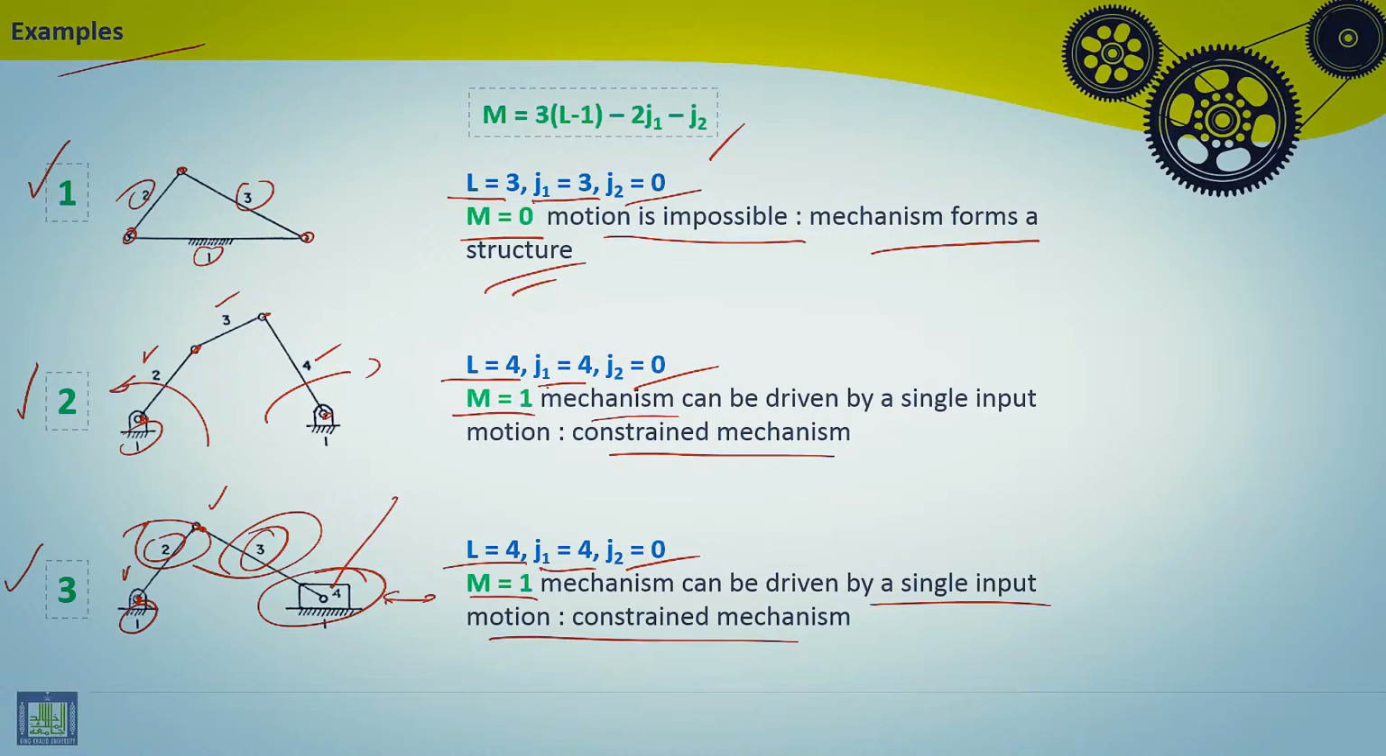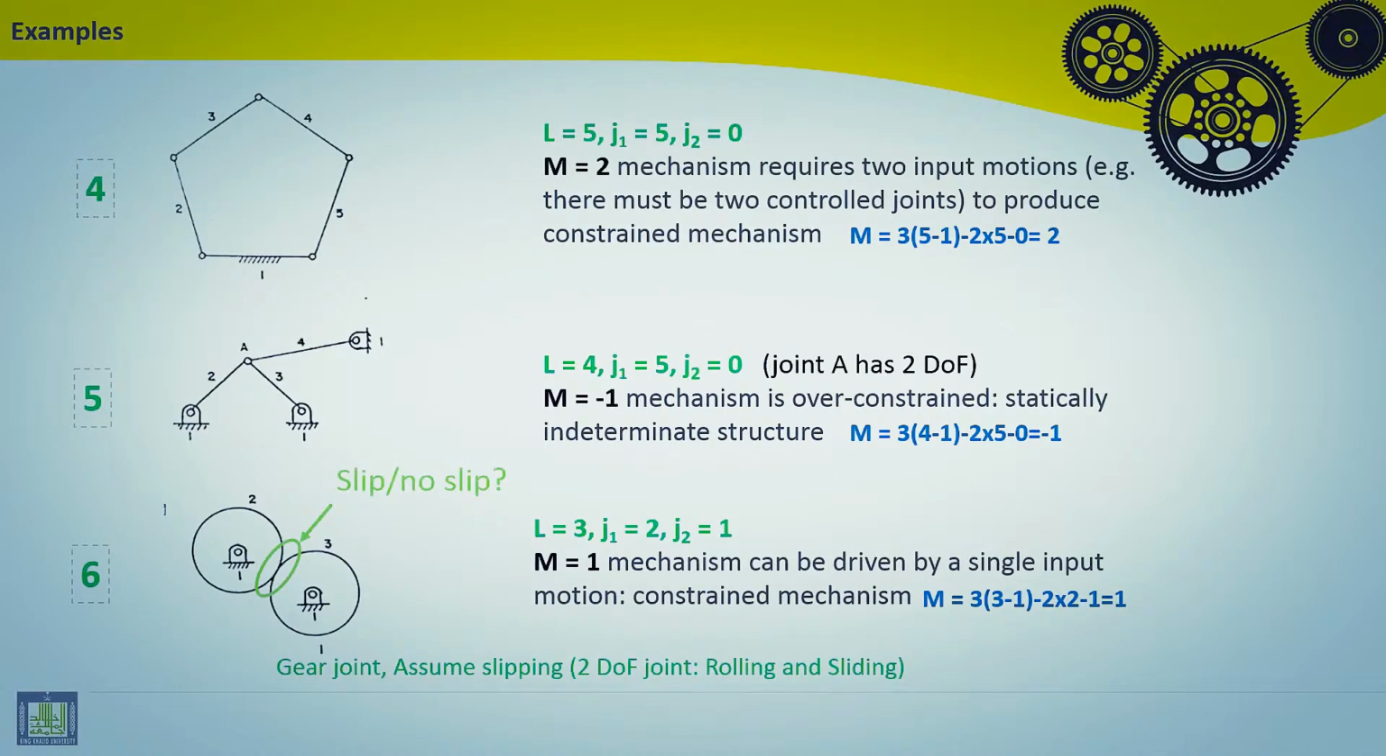So the single input can be a rotation. Let me clean here. It can be the rotation here or the translation for the slider. Fourth example, number of links is equal 5 include the ground. Lower pairs, we have 5 rotational joints, and no higher pairs. So M is equal 2. This mechanism requires 2 input motions. That means there must be 2 controlled joints to produce constrained mechanism.